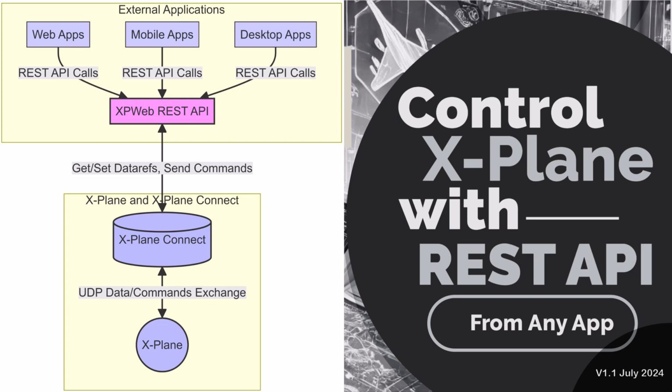So XPWeb gets the API commands from your application, whether it's a web application or just an application on your computer, then talks to Xplane Connect, and then Xplane Connect talks to Xplane. So it's just a several-layer interface, but it's reliable, quick, and very easy to use. By using XPWeb, you can send commands to control the simulator or get and change the settings in Xplane with simple commands from any app.